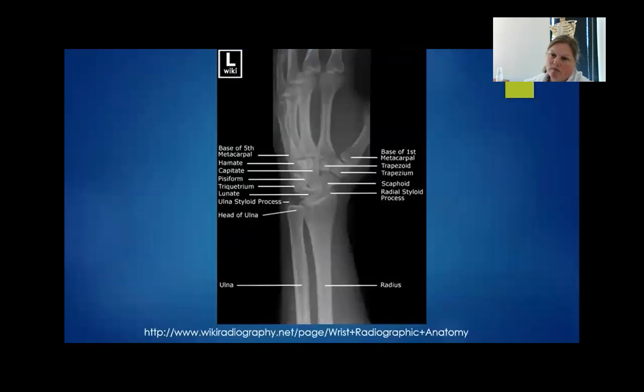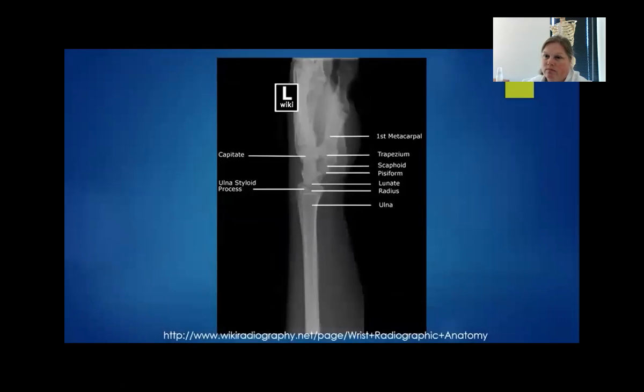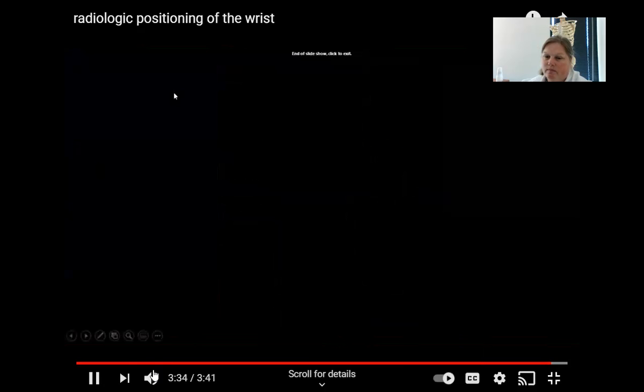Then on the oblique view, we are going to see it separates out some of the carpals so that you can see the joints between them and around them, specifically near the trapezoid, trapezium. And then on the lateral, this one sticks out the best, the lunate. It's that little crescent-shaped moon bone, and the pisiform pokes out. You should be able to tell if it's a good lateral if the ulna is sitting centered in the radius. And that is it for our wrist.